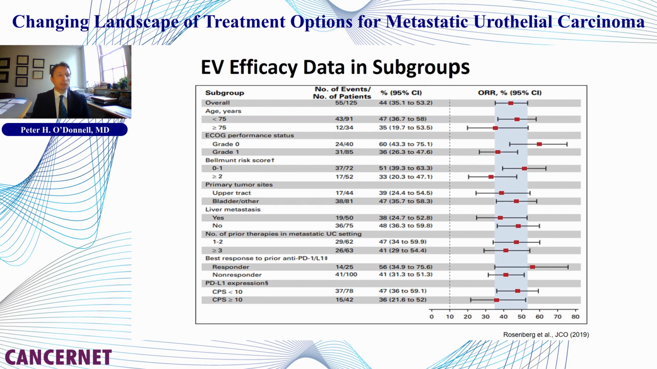You can see that the response rate in patients who had fewer prior therapies compared to those with many, 3 or more prior therapies, was again very similar here. And perhaps another point to make about the prior immunotherapy, it did not seem to matter whether the patient was a prior responder to immunotherapy or not. Those patients had very equivalent responses to enfortumab in this setting.